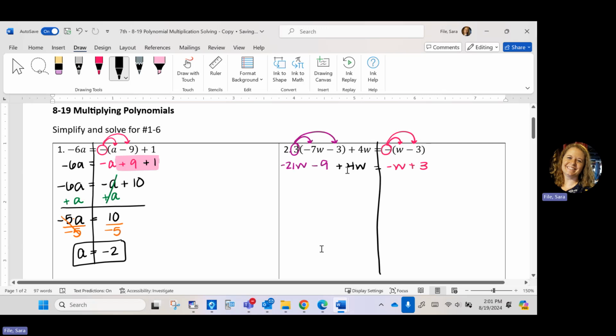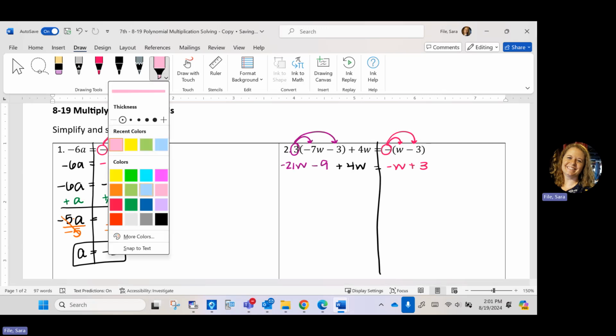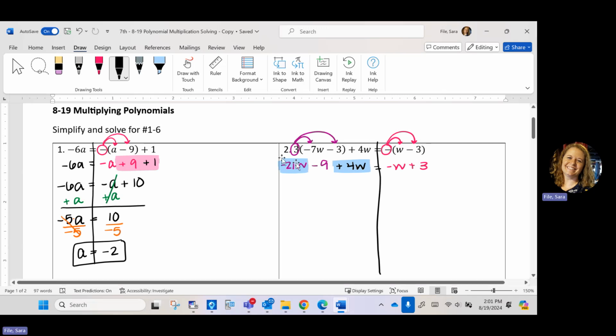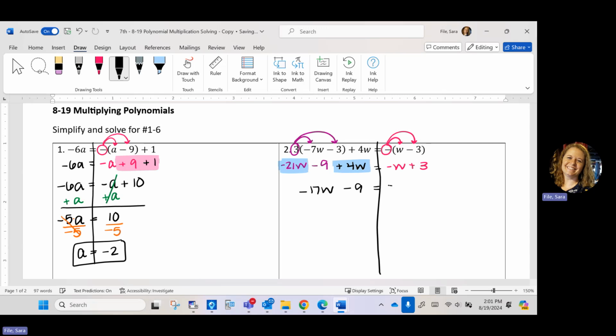Okay, so on the left, are there like terms to combine this time? Yeah, they're the linear term, the W term. There's -21 and +4. What does that give us? Well, the -21 and the 4 is positive. Okay, so it should get less. Yeah, we should be going closer to 0. So it's -17W when I combine those. And then I've still got the -9. And then my right side is not changed. So now I've simplified both sides as much as I possibly can.